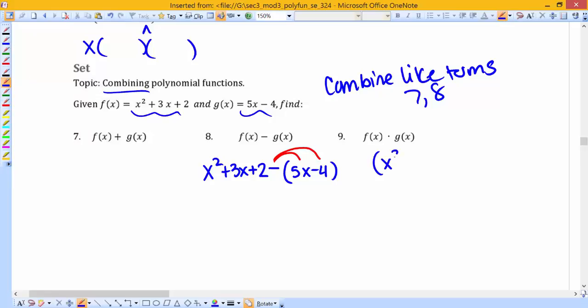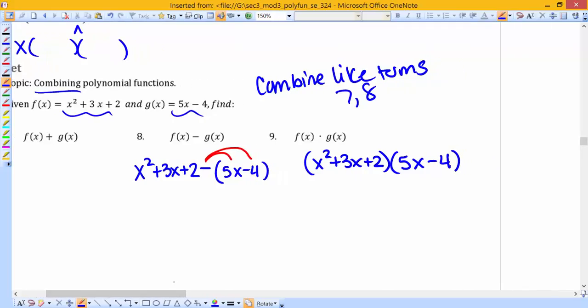So I'm going to have x squared plus 3x plus 2, and I'm going to multiply it by 5x minus 4. So I'm going to have to distribute, and this is similar to FOIL. It is. I'm going to distribute the x squared to everything in the second parentheses, which gives me 5x cubed. I have an x squared times an x, that's x cubed, minus 4x squared.